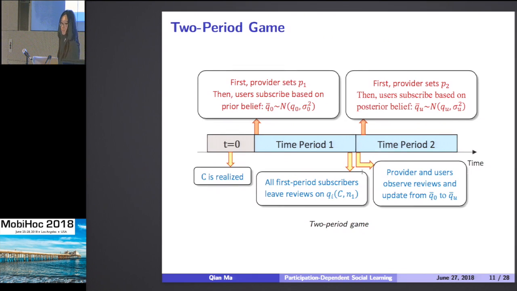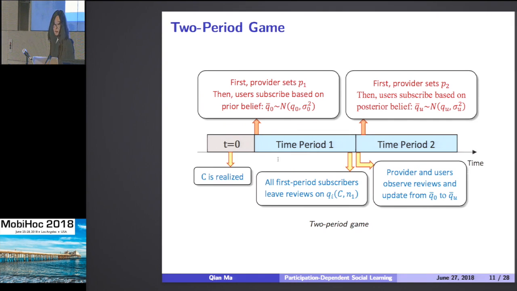We model the interactions between the provider and the users as a two-period game. Specifically, at t equals 0, which is before the two-period game, the provider's capacity C is realized. Then at the beginning of the first time period, first, the provider will set P1, the first period price. Then users will decide to subscribe to the provider or not, based on their prior belief over the QoS, denoted by Q bar 0, which is assumed to follow a normal distribution. I will introduce this prior belief in detail later.